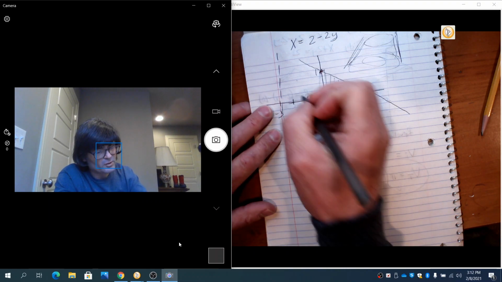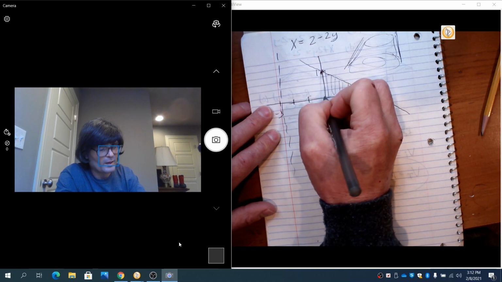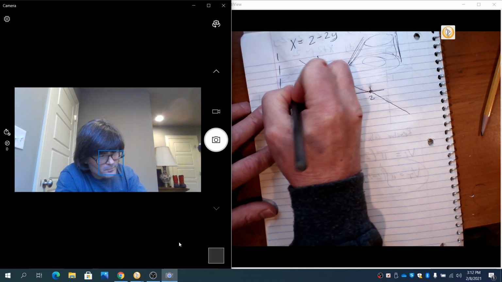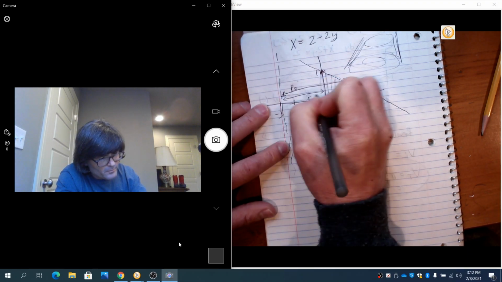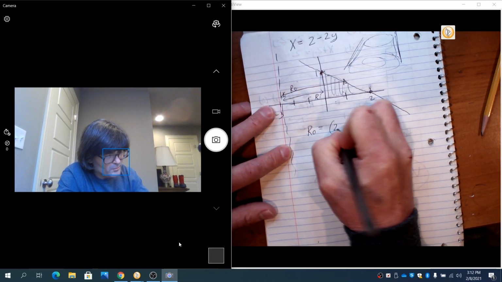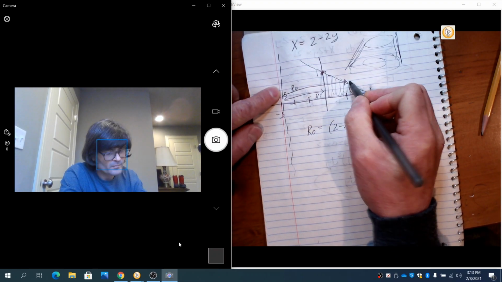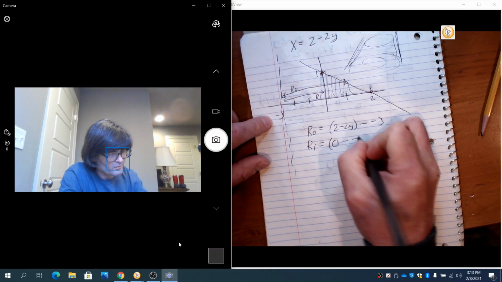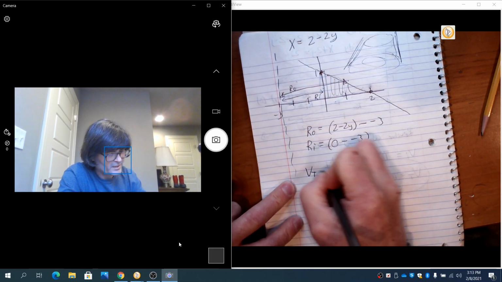And the outer surface is defined by that line. The inner surface is defined by this y-axis. So I've got my outer radius here, and I've got my inner radius right here. The outer radius is going to be 2 minus 2y minus -3. That's right minus left. And the inner radius is 0 minus -3. Again, right minus left.